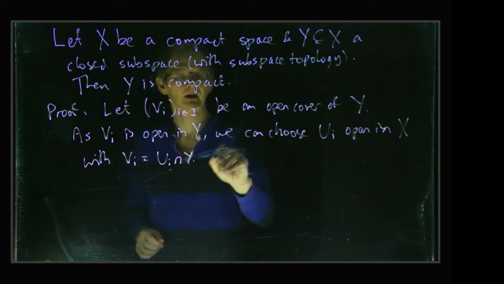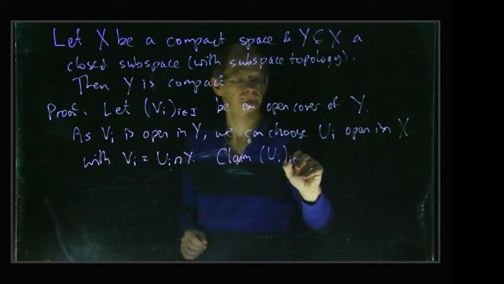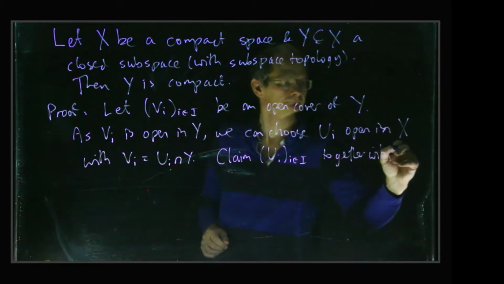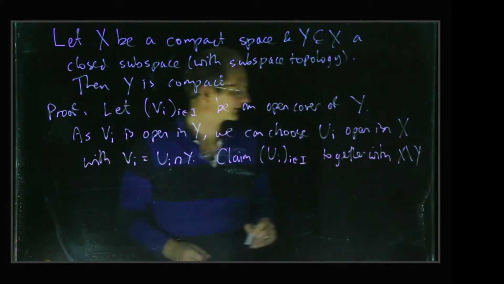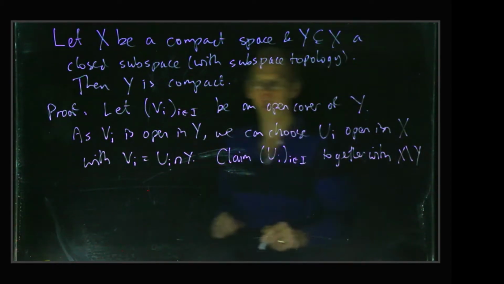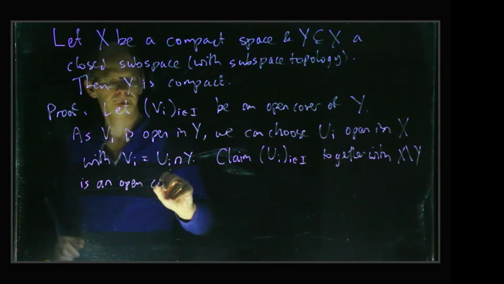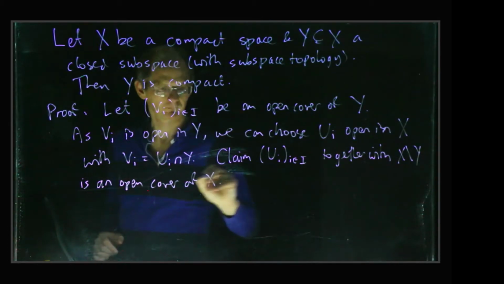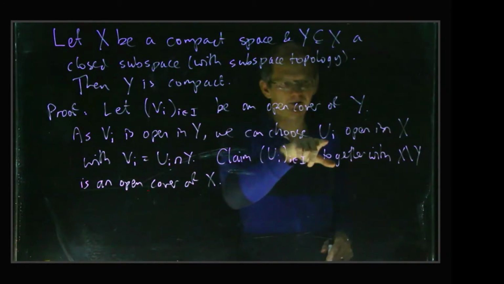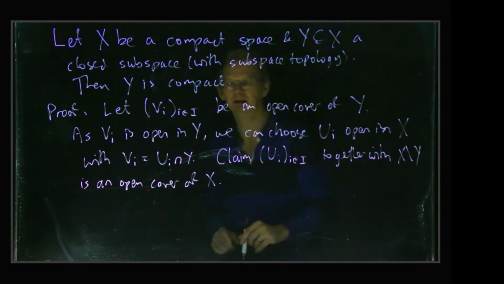So I'm going to claim that if I take this family of U_i and then I also throw in the complement of Y, that's an open cover of X. Certainly all the sets involved are open. The U_i we chose to be open, and Y was assumed to be closed, so X less Y is open.